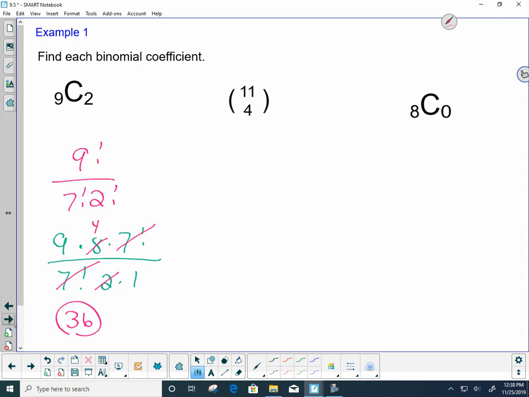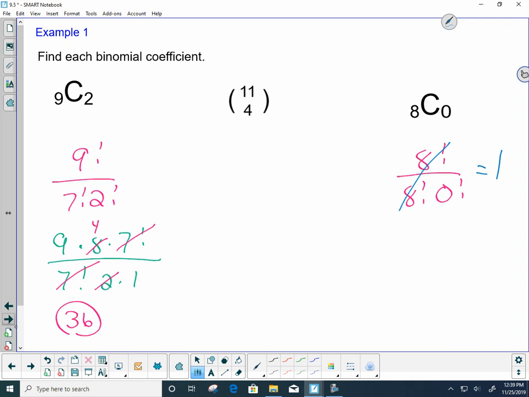If I have one that has 0, I'm going to have 8 factorial over 0 factorial, and then 8 minus 0 is 8 factorial. So what's going to happen is the 8 factorials are going to simplify, and that's just going to be 1.